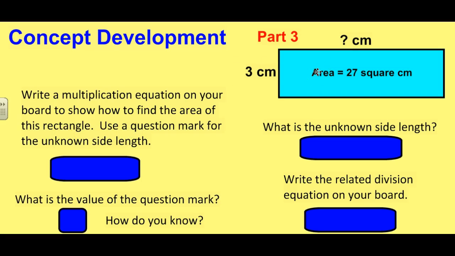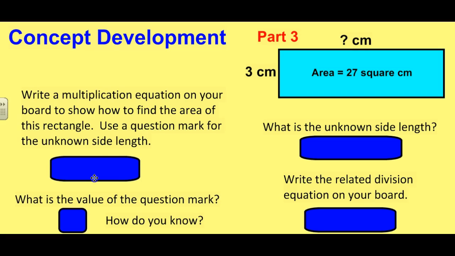So some of you may say, oh, I already know what the unknown side length is, but since it's not given to us on the rectangle, whenever you write the multiplication equation, I do want you to use a question mark for this unknown side length. So go ahead and on your board write a multiplication equation that we would use to find the unknown side length, and make sure you're using a question mark for the other number in the multiplication equation besides 3. Whenever you're ready to check it, push play.